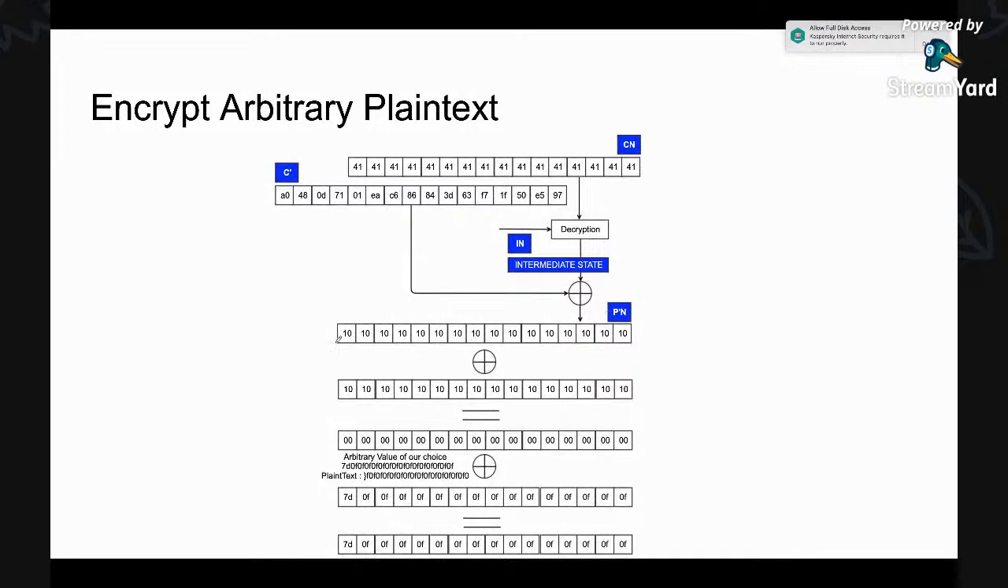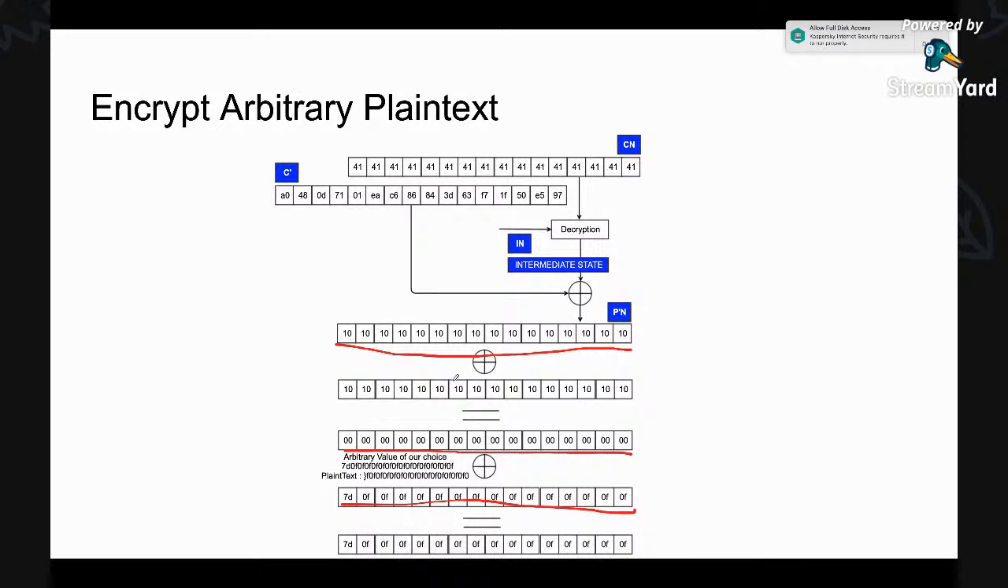In order to do that, first we have to XOR the same value, so it will become 00. Then we have to XOR 00 with our arbitrary data, and that is 7D0F0F0F. By doing that, we are able to obtain P'n equal to 7D0F0F0F, right?